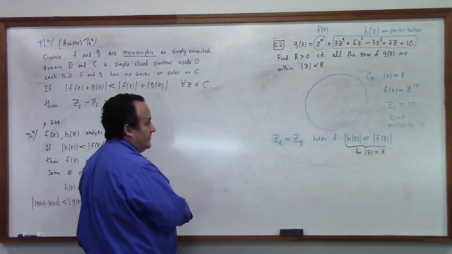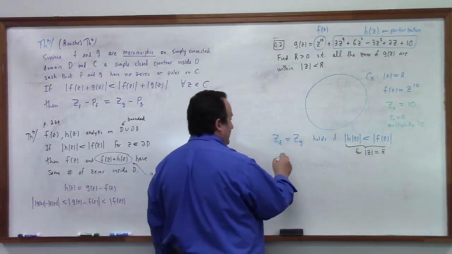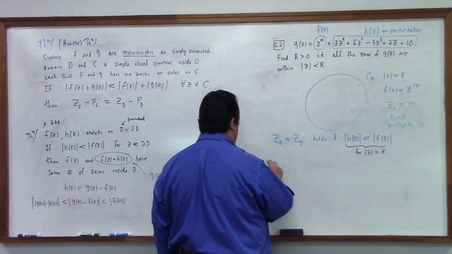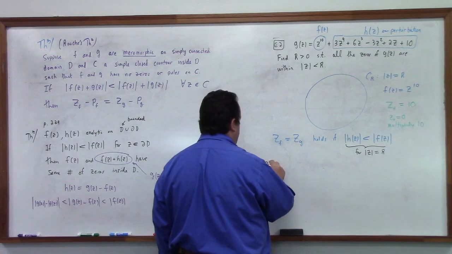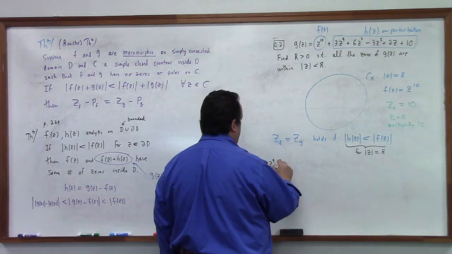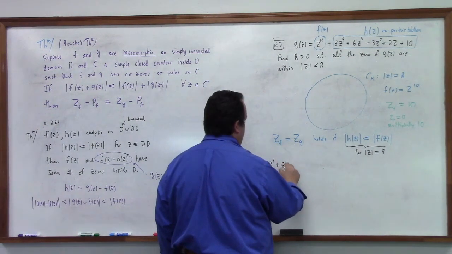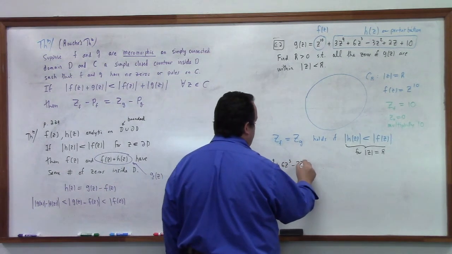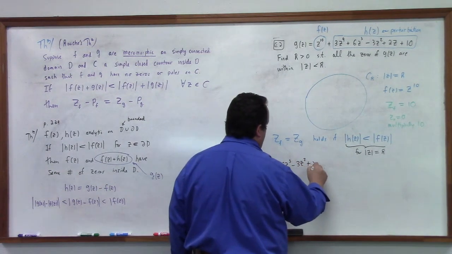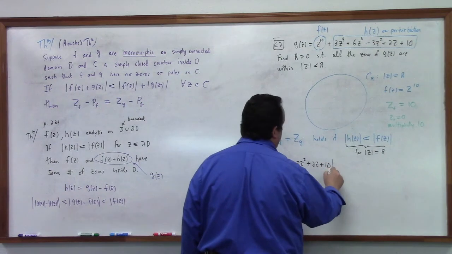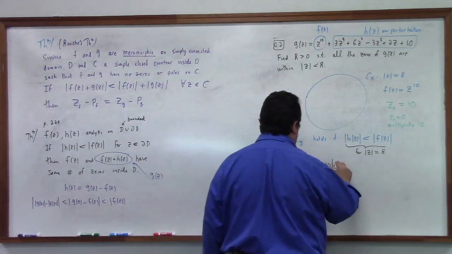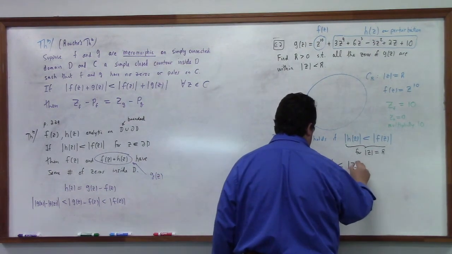So what do we need? We need the absolute value of 3z to the 9th plus 6z cubed minus 3z squared plus 2z plus 10, right? We need that to be less than the modulus of z to the 10th.